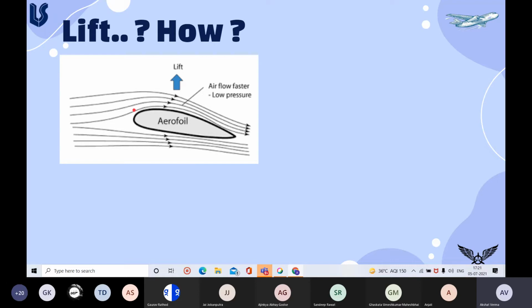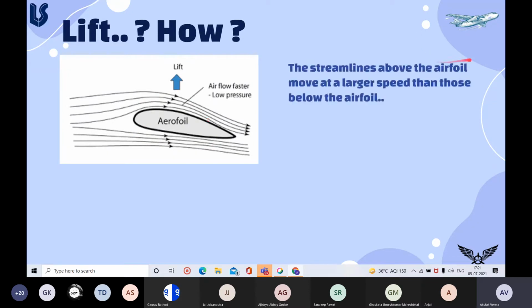And what happens due to this is that, due to the geometry of this airfoil, the velocity of air above the airfoil, that is in this part, becomes larger than the velocity of air below the airfoil. That is, the streamlines above the airfoil move at a larger speed than those below the airfoil. And why is that? There are many theories for it.